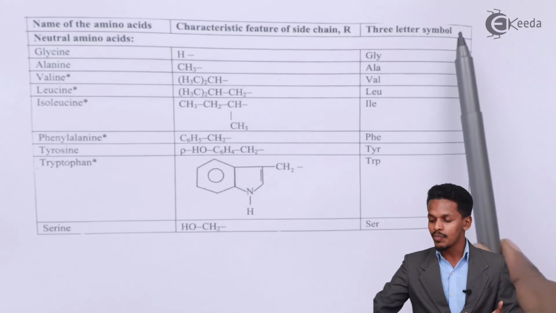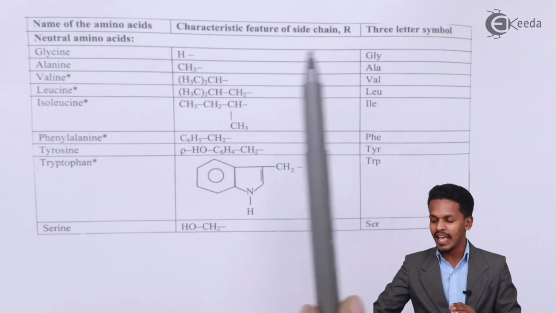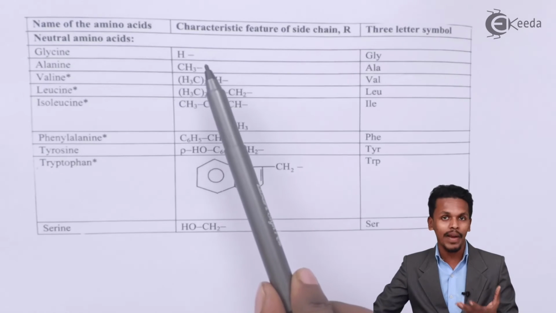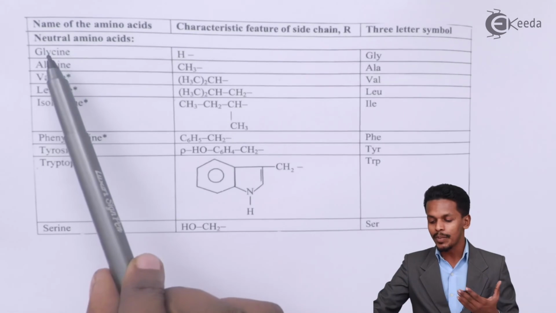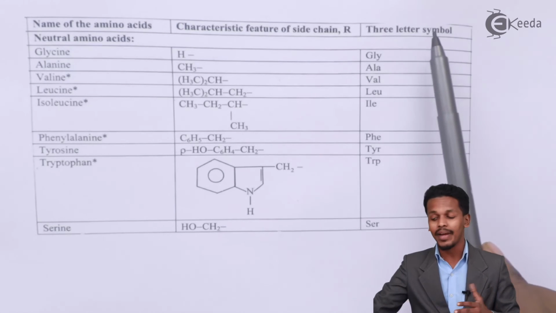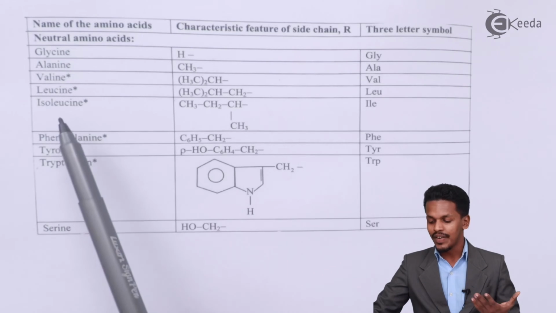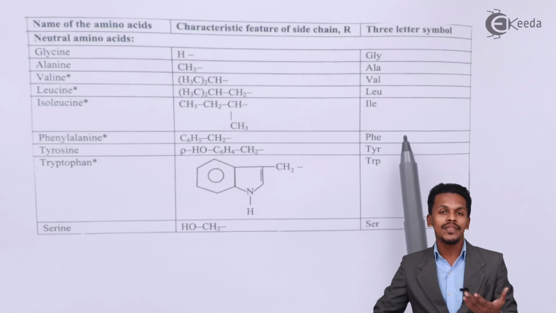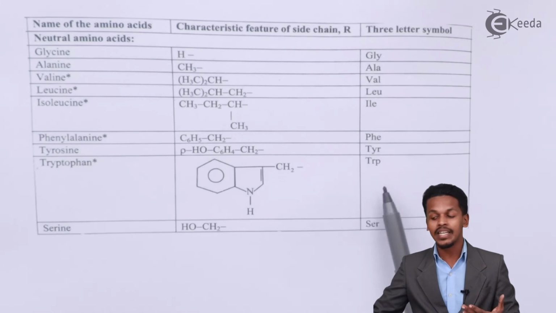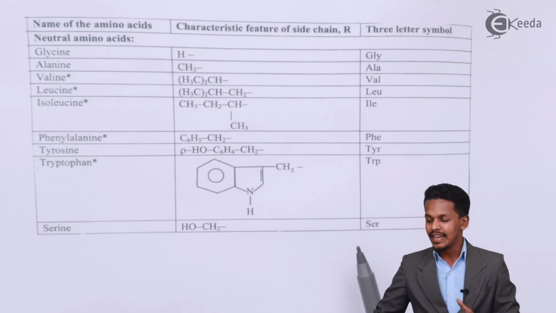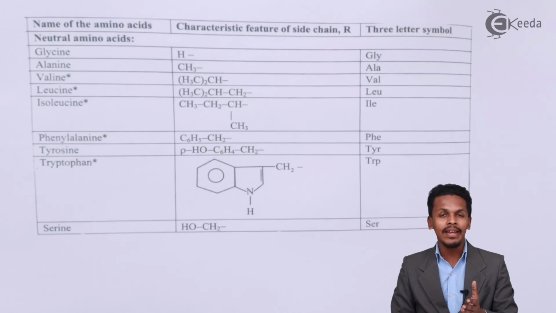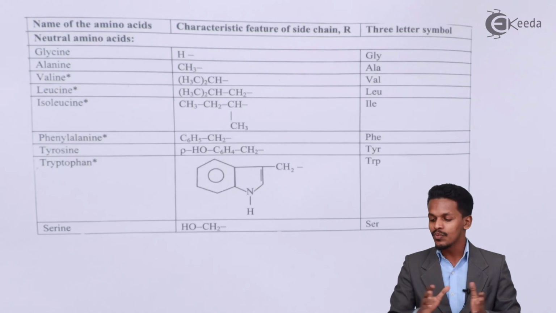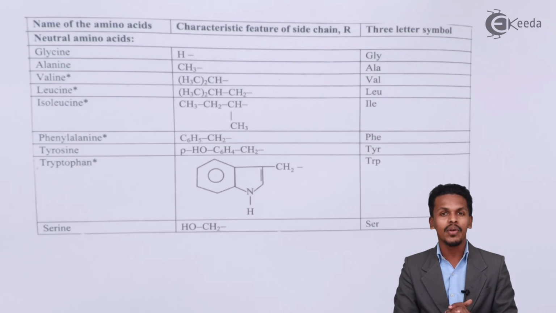Talking about the three letter symbol, every alpha amino acid has a particular name depending upon the R group associated with it. For example, glycine is represented by GLY. Phenylalanine is represented by PHE. Tryptophan we represent with the three letter word TRP. These letter symbols play a very vital role in designing DNA or in studying a particular DNA. So this is what I wanted to talk about related to the alpha amino acid, and that's it.